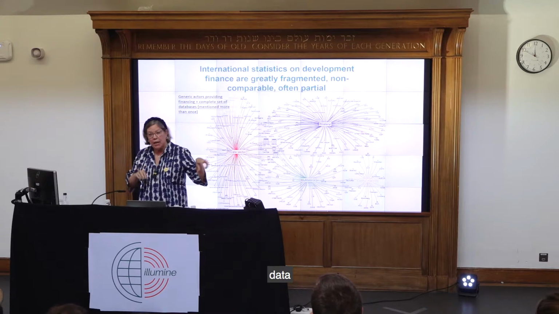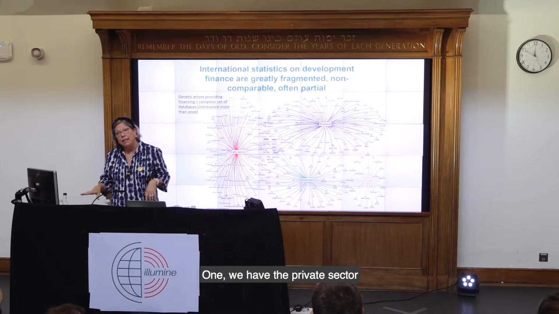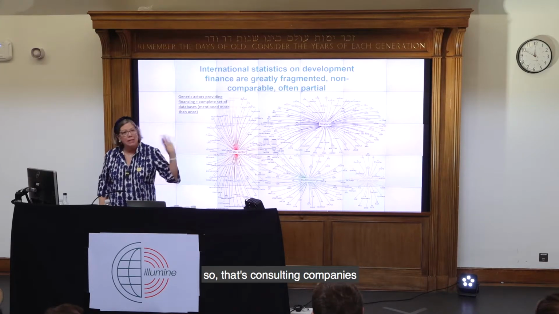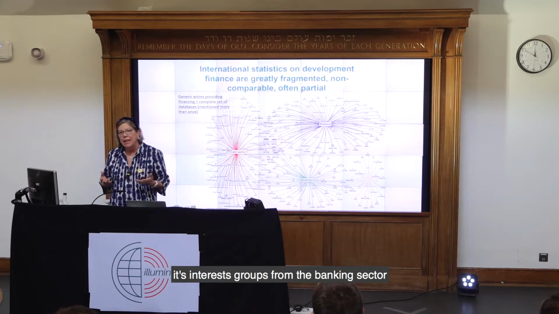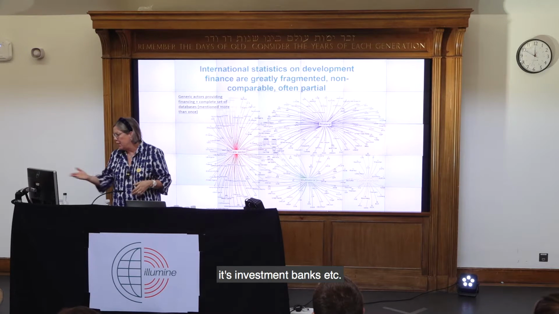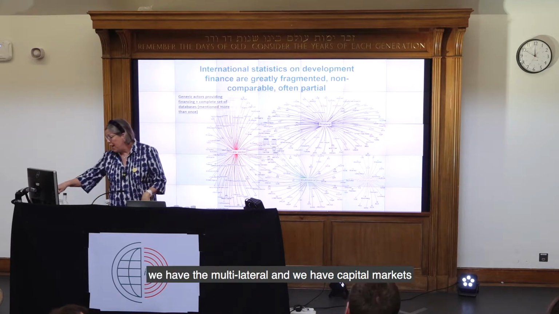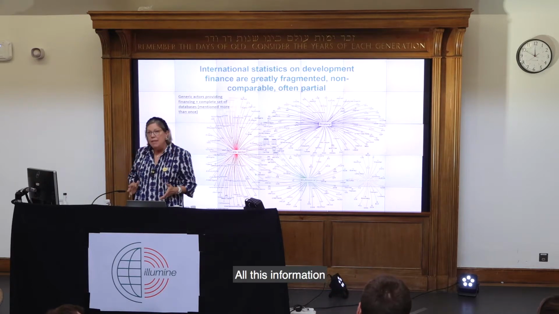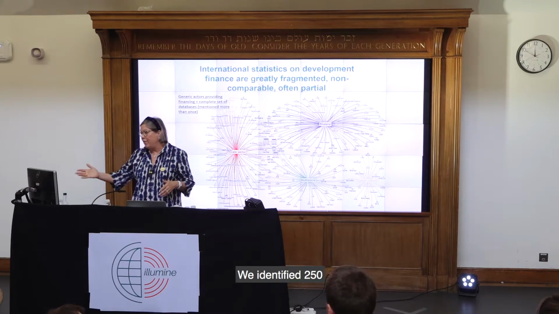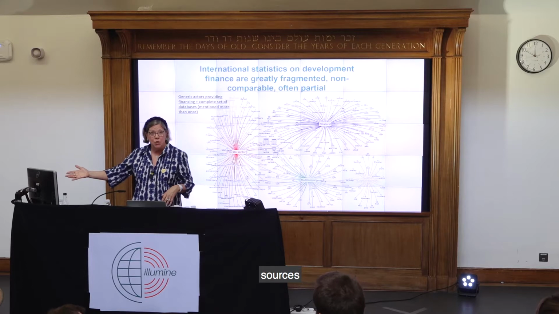And these five clusters or fireworks or pinwheels are tabulating what we found for five different kinds of sources of data. One, we have private sector, so that's consulting companies, banks, interest groups from the banking sector, investment banks, etc. We have the bilateral community, we have the multilateral, and we have capital markets. Now, all this information, we identified 250 sources.